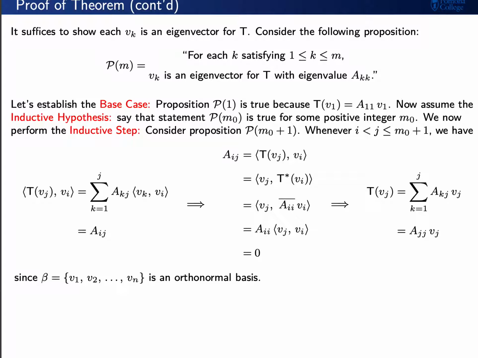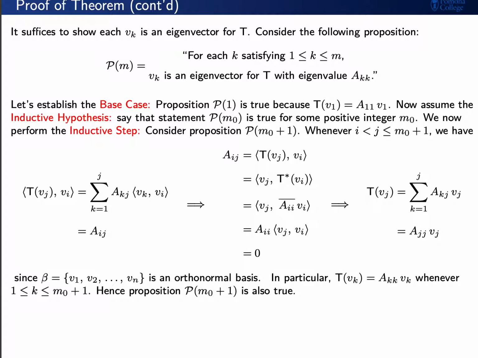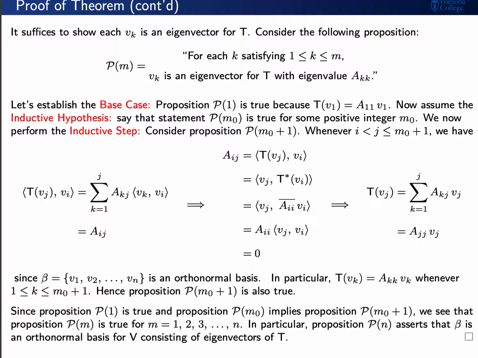But now putting this together, we see that if we take T(v_j), again, this must be the sum k goes from 1 to j of a_kj times v_k, but all of the a_ij's are 0 unless k equals j. So T(v_j) must be a_jj times v_j. But now this shows that T(v_k) must be a_kk times v_k, whenever k is between 1 and m_0 + 1, showing that proposition P(m_0 + 1) must also be true. But this now proves the proposition. Thanks very much for watching.